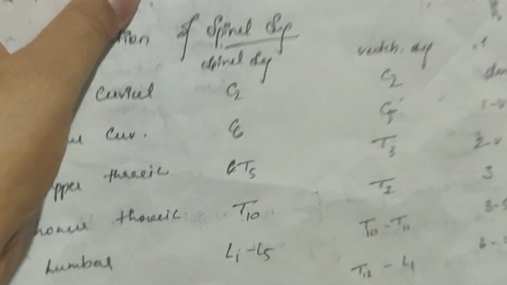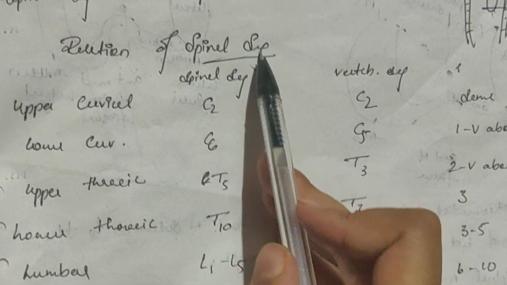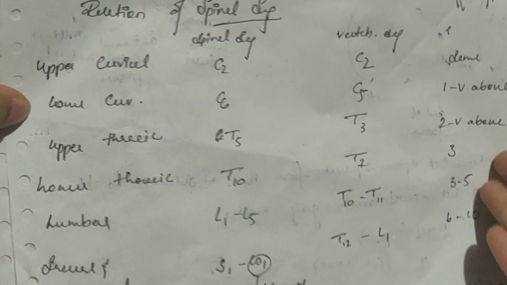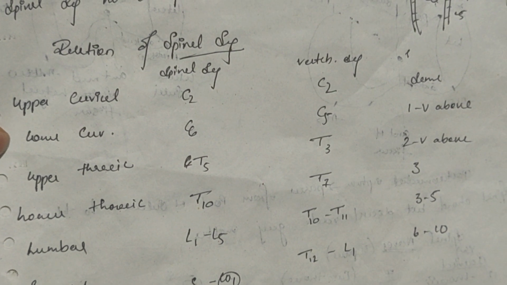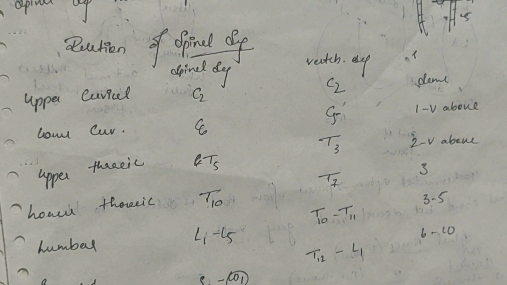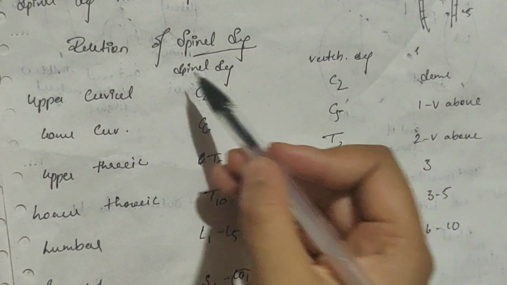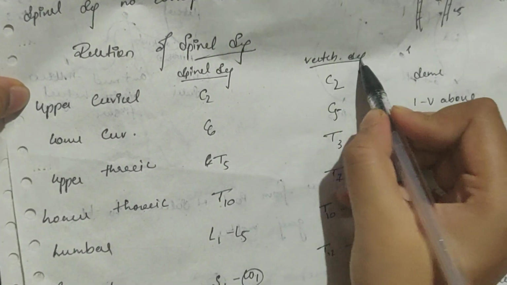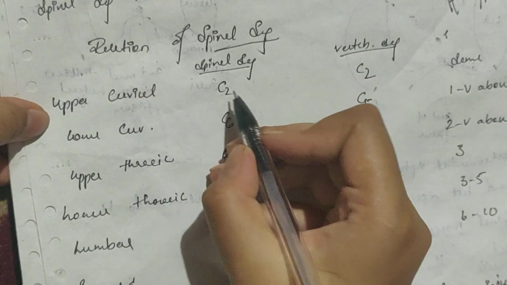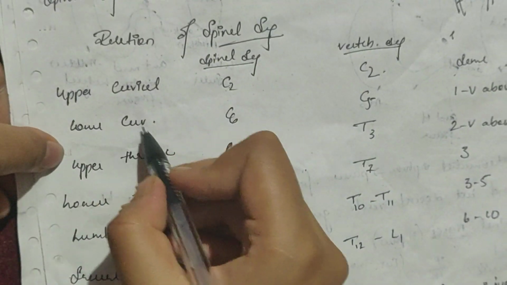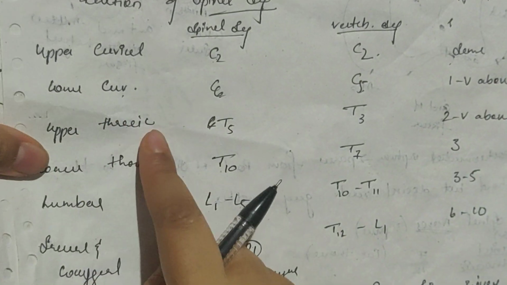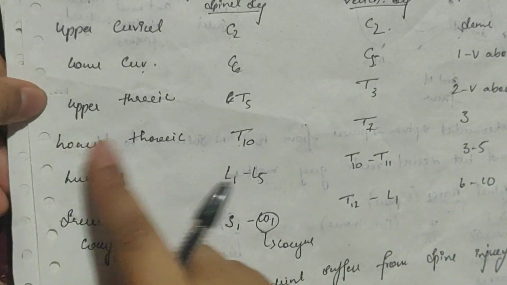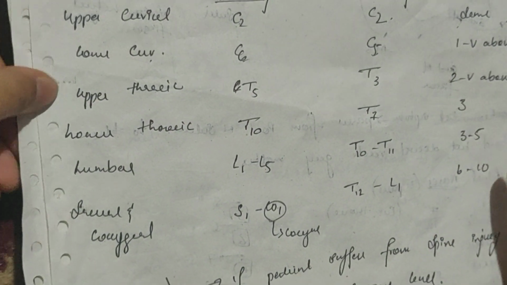Next we'll see the relations of the spinal segment. This is very important to know, because if the patient suffers a spine injury, then the doctor can know where the sensory level is exactly. So the differences between the spinal segment and the vertebral segment: if we take the upper cervical, both are C2, so both are the same. Next, the lower cervical, one is C6 and one is C5, so there's a difference of 1 vertebra above. Upper thorax, there's 2 vertebrae, lower thorax 3, lumbar 3 to 5, and sacral and coccygeal 6 to 10.